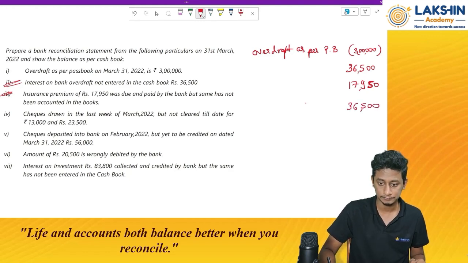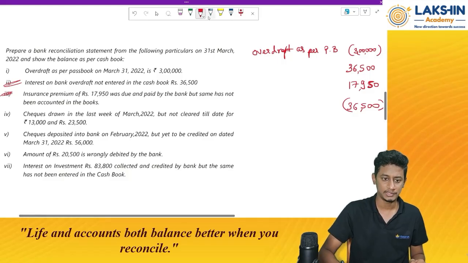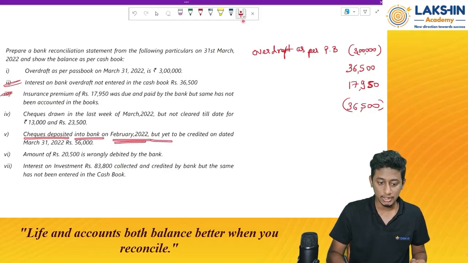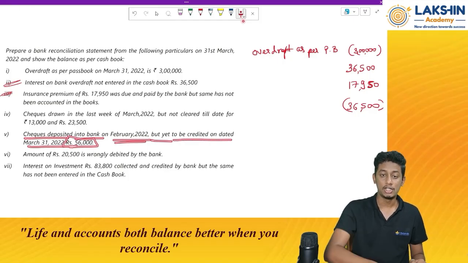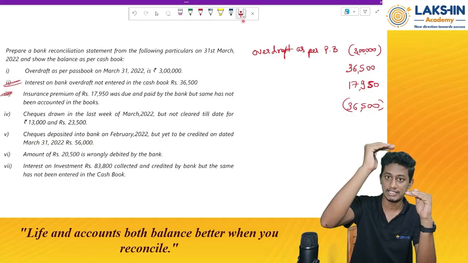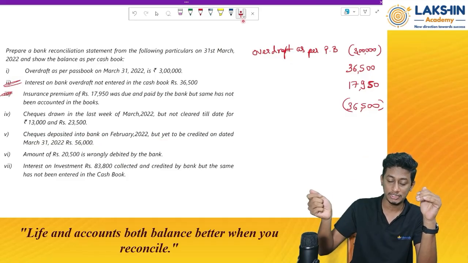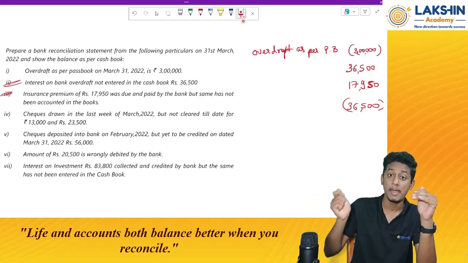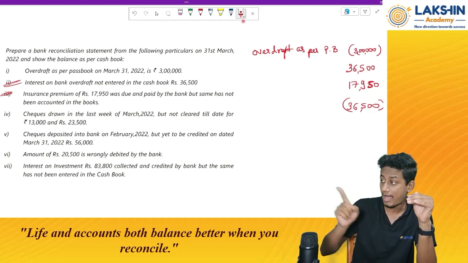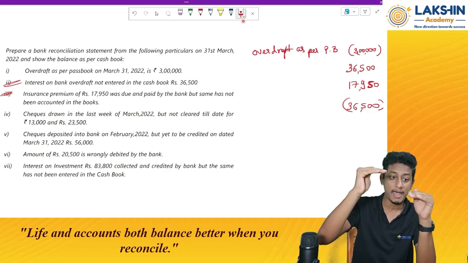36,500 will be less. Then going ahead, checks deposited into the bank in February 2022 but yet to be credited on 31st March 2022, rupees 56,000. So what I have done, there were some checks received, I made the entry in the cash book, so cash book balance increased. But have the checks been deposited to the bank? Yes sir, it is deposited to the bank. But has the bank cleared the checks? The bank has not cleared the checks, right? So the bank is yet to clear the check. So what happens? Bank balance will remain the same.